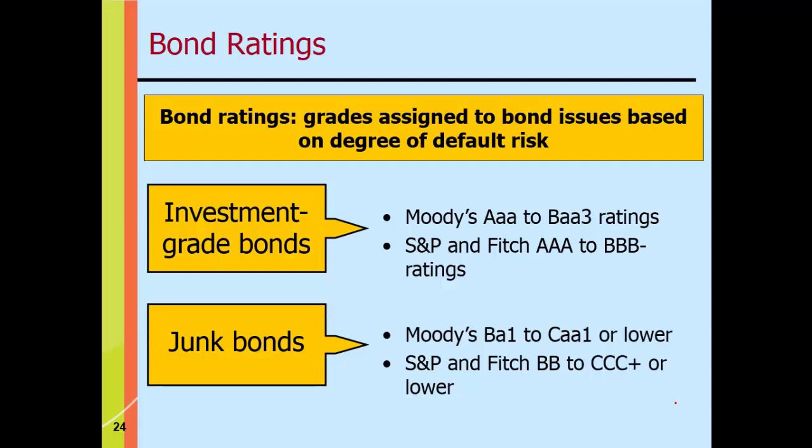And then junk bonds are ones that are rated in the Bs down to the Cs. And they're not necessarily that much more likely to default. They just have a more significant default risk. So investment grade bonds might have a 0.05% chance of default, whereas junk bonds have a 0.5% chance of default, or 1% chance of default, something along those lines.